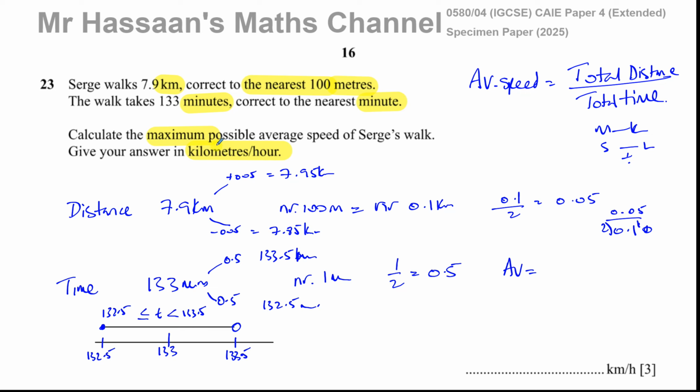Now we want to find the maximum possible speed. So now we've got a division. Now when you have a division and you want to find the maximum possible value, then we take the biggest possible numerator and divide it by the smallest possible denominator. The upper bound divided by the lower bound will give you the biggest possible answer.